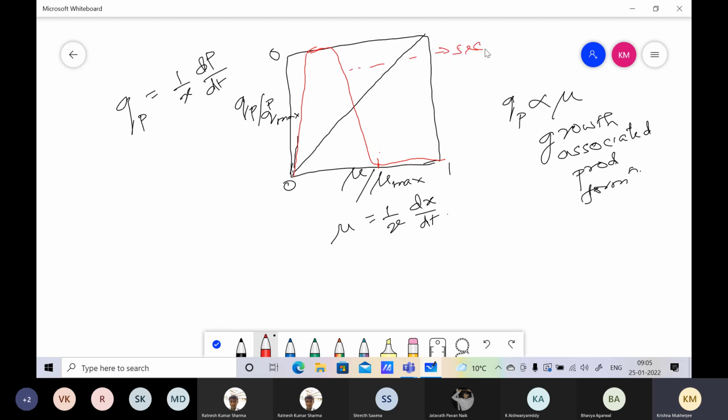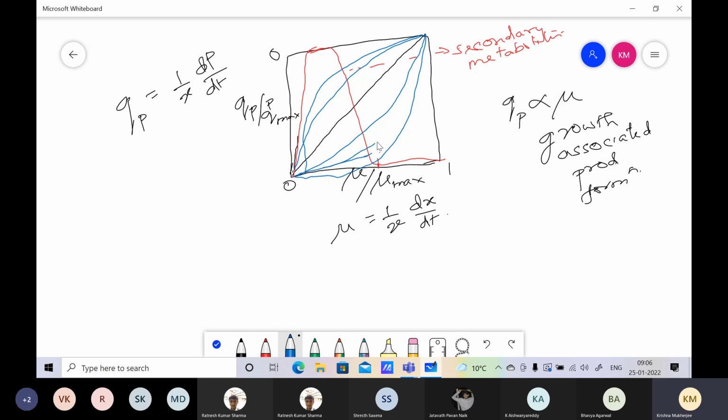So secondary metabolites look something like this. As a matter of fact, you can think of various graphs, how they would look. But my point is that I could think of graphs like this, and this, and this, and so on and so forth. Sorry, that's very poorly drawn, but I hope you understand. So let me wrap it up very quickly.